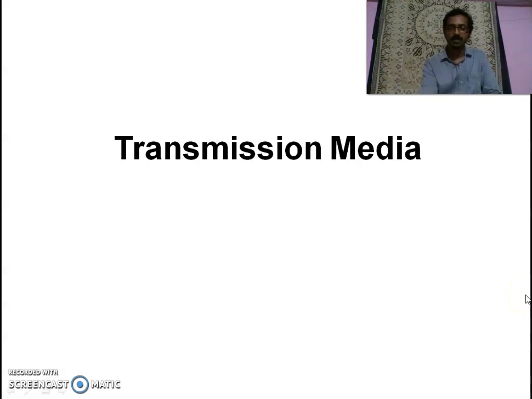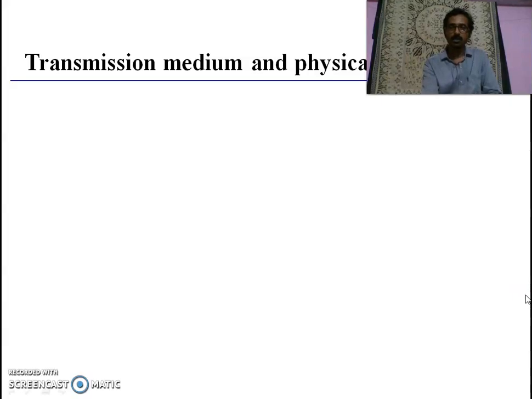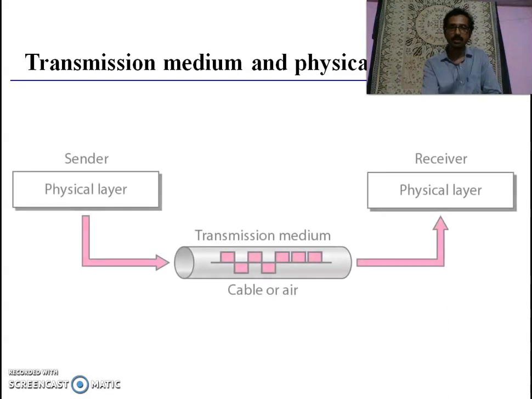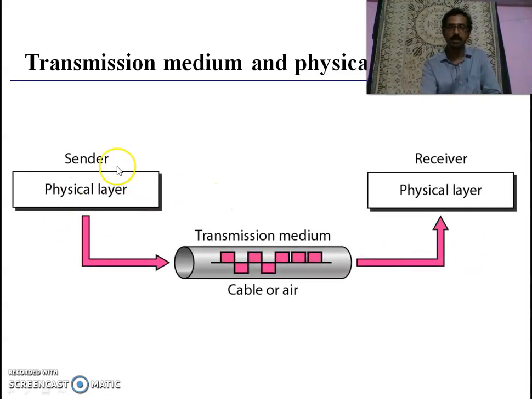Next topic is transmission medium. So transmission medium and physical layer representation. This is the sender side physical layer representation. This is the receiver side physical layer representation. Sender sends the information by using transmission medium to the receiver.